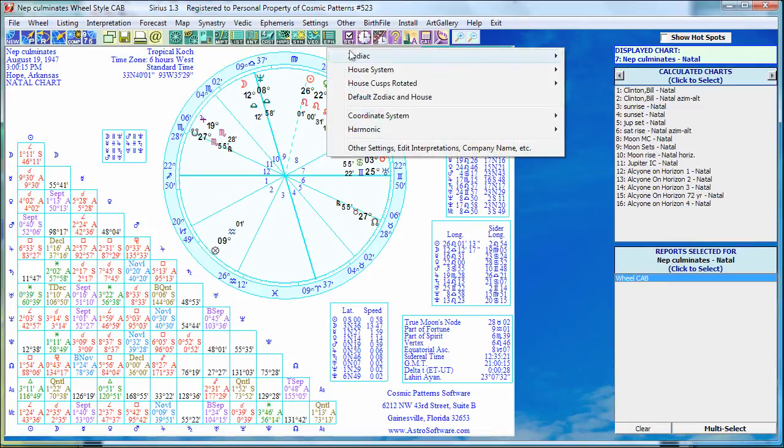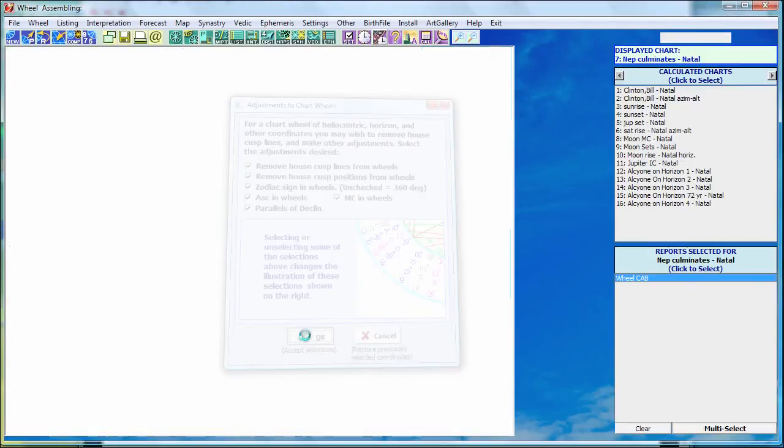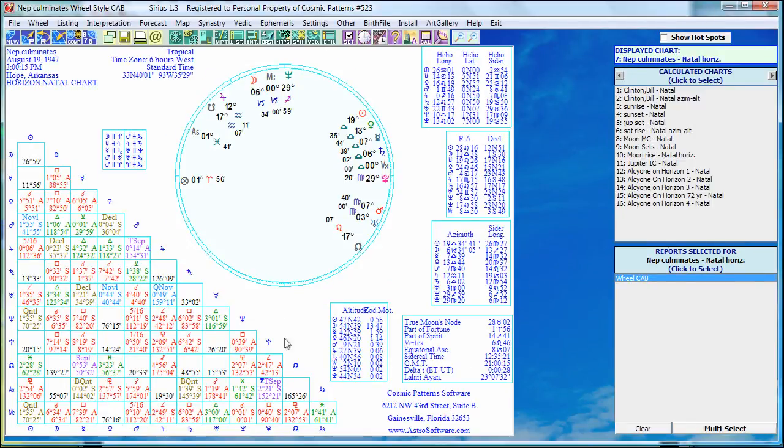And then if I go to settings, coordinate system, and select one of these horizon systems, local space, horizon, or azimuth altitude, I'll select horizon. And then I look at Uranus, there it is. It'll show me the altitude, 2 north 10. I just confirmed it. That was a little bit technical, but it really is cool. The altitude of Uranus is 2 north 10 when Neptune is on the midheaven.